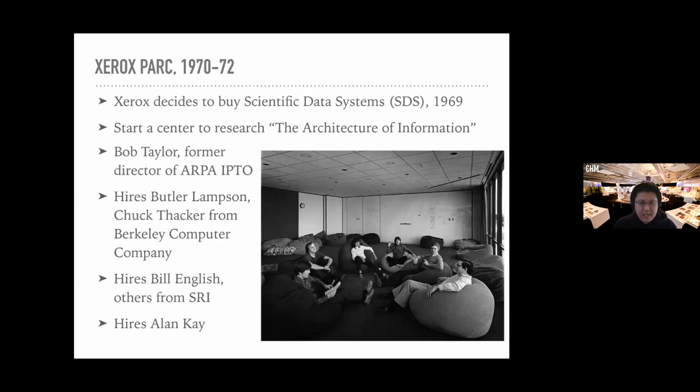And the key person that they hired to lead PARC was Bob Taylor, who had been the director of ARPA's IPTO office. Through Bob Taylor's connections in the computer science community, he was able to hire a lot of the latest and greatest upcoming researchers in the industry. That included the aforementioned Butler Lampson and Chuck Thacker. They had just been winding down a failed computer company called Berkeley Computer Company. That was their attempt to commercialize their Project Genie time-sharing work. And so they got quickly snatched up by PARC.